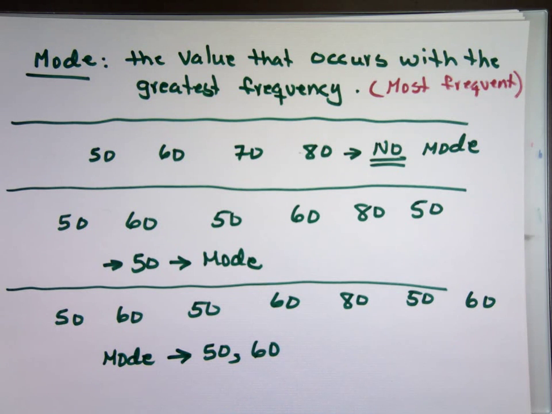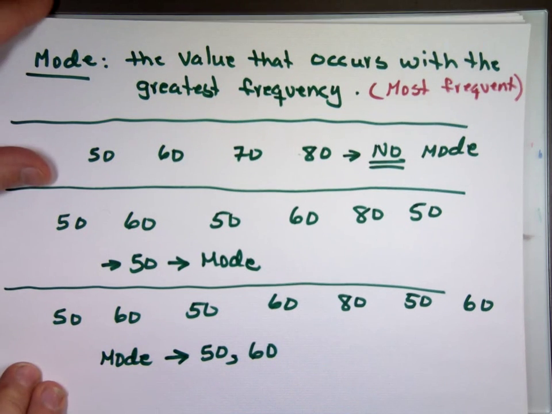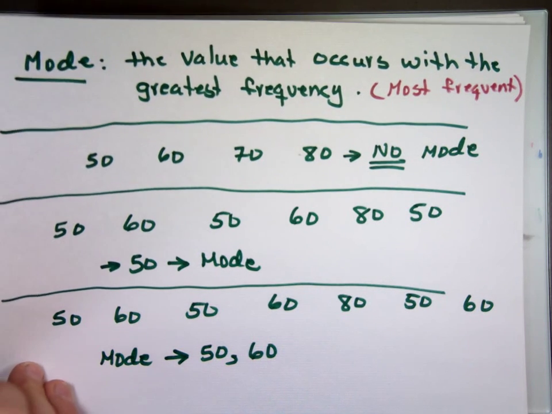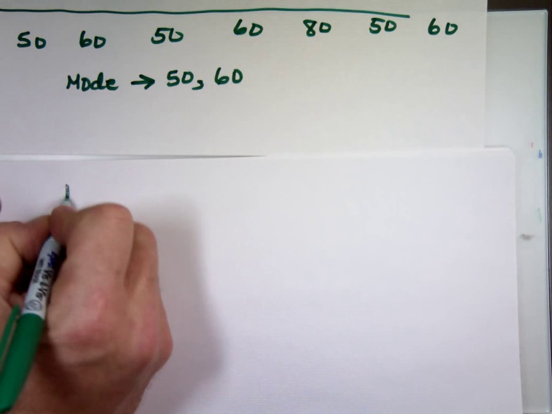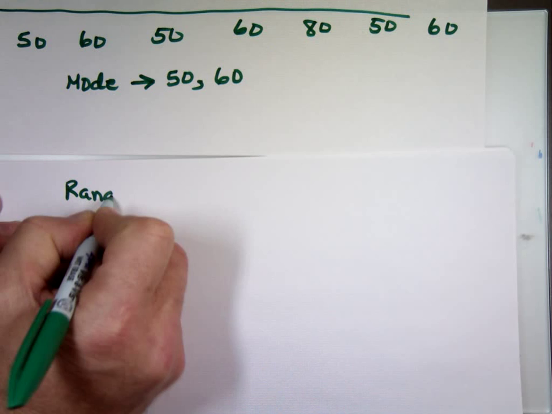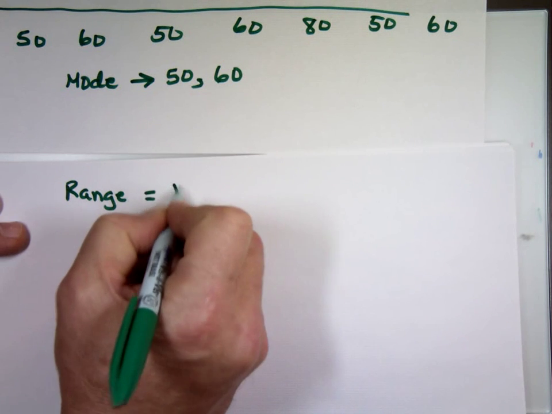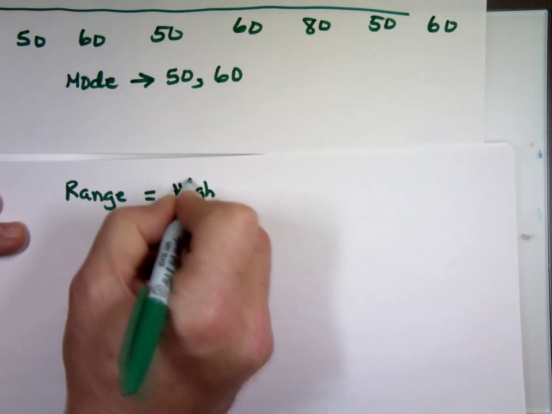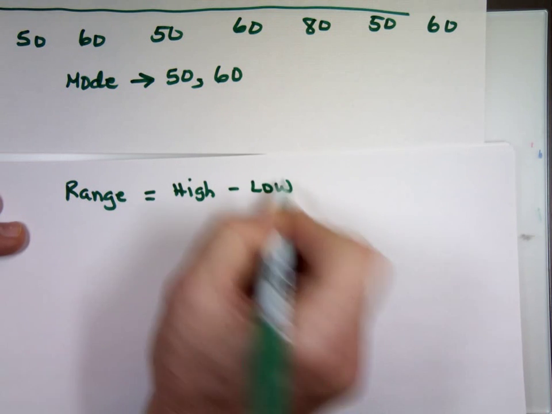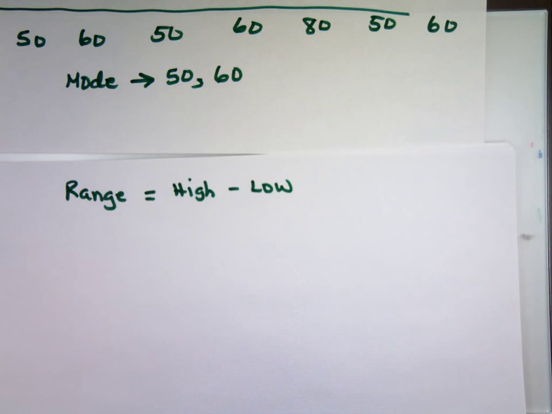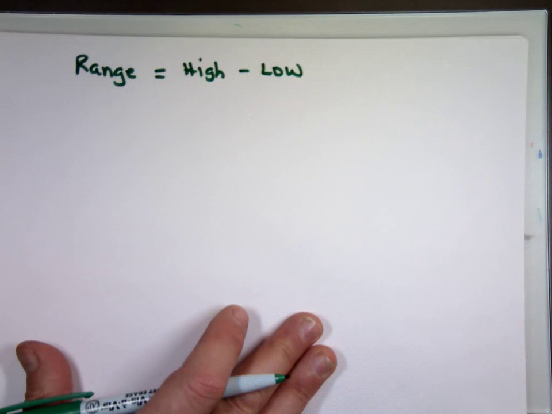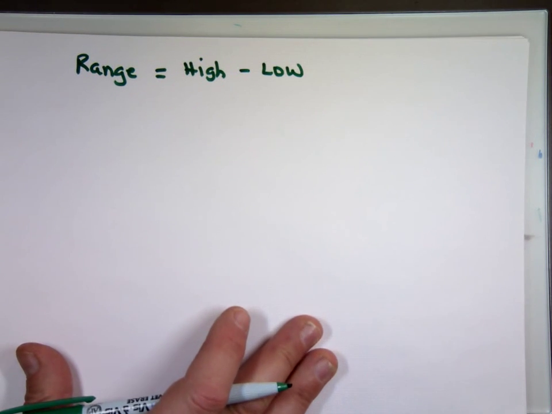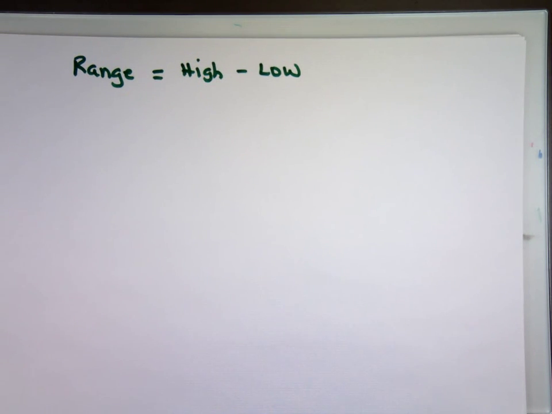A couple more topics or terminology here. You'll hear me use the word range a lot. The range is really the high value minus the low value. That's what the range is. So if you hear me mention the word range, I'm talking about the difference between the high value and the low value. My numbers are within how many points from each other?